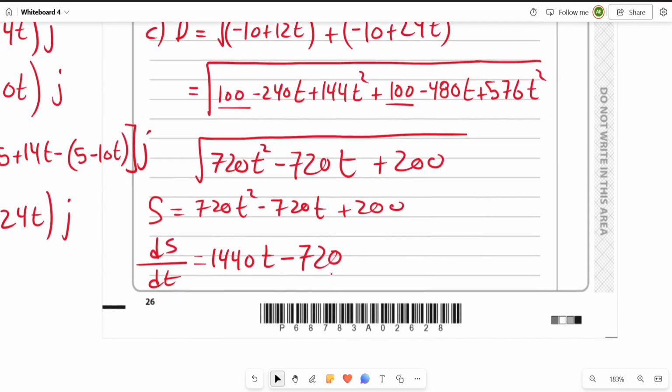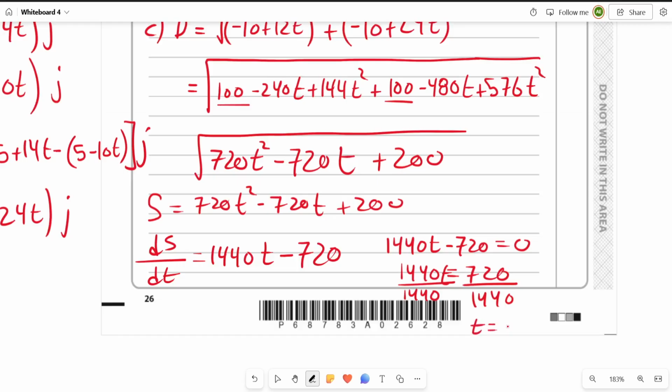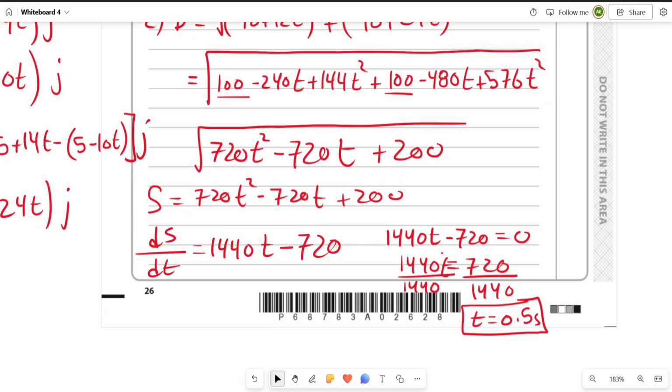Okay, how do I get the minimum? I know that the minimum or maximum points always occur when the differentiation is equated to 0, right? So I will equate my derivative: 1440t minus 720 equals 0, and I'm going to find the time that makes this happen. So 1440t equals 720. To find t, we divide by 1440. So the time is going to give me 0.5 seconds. So 0.5 seconds is a critical value of this expression over here. It might be a minimum, it might be a maximum.